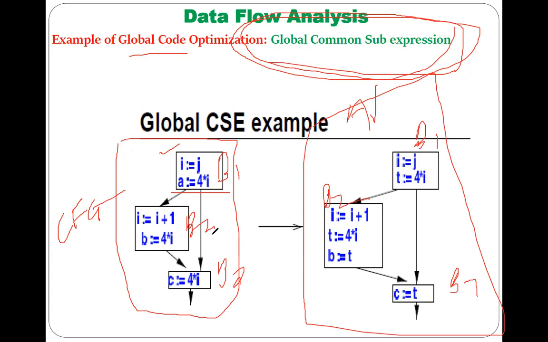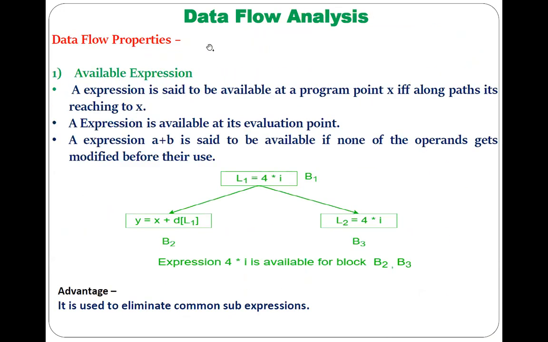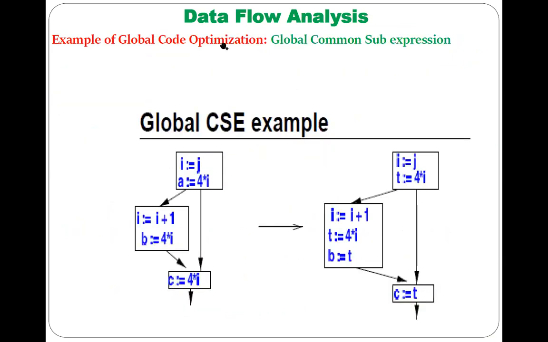Now, can you tell me which is the available expression here? Can we call 4 into I an available expression? Yes, 4 into I is an available expression. Now as per the definition of available expression, an expression is said to be available if none of the operands gets modified before they are utilized. So the same definition we can apply here. An expression is said to be available at some point P if it is not modified until it reaches that point. So here, 4 into I is the available expression.